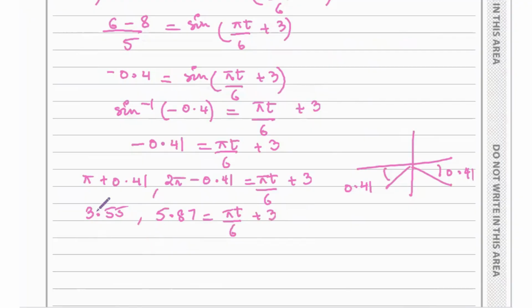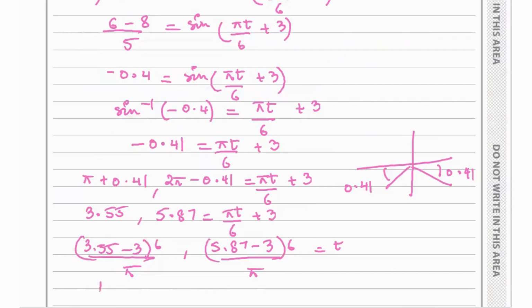So we minus 3 and then times by 6 and divide by π. So it's going to be like this. (3.55 − 3) × 6/π. This will be (5.87 − 3) × 6/π. That equals t. So that's 1.05. And the other one is going to be 5.48 equals t.